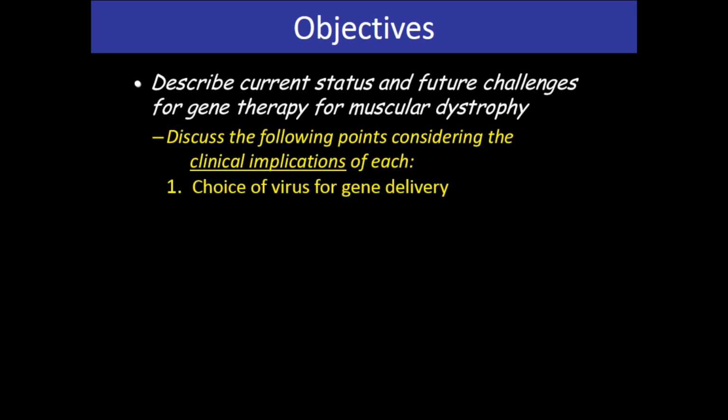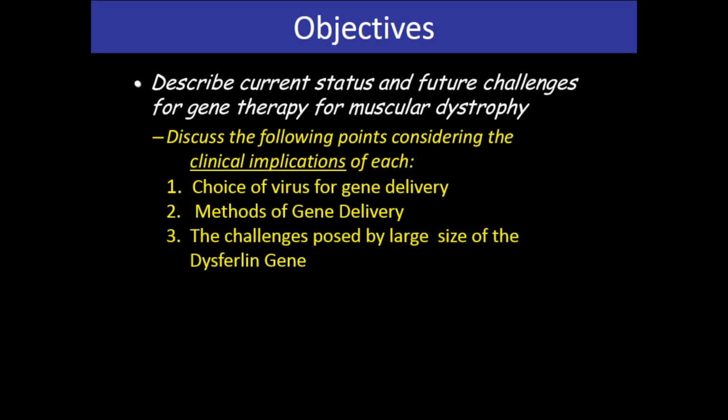Doug alluded to. The methods of gene delivery. This is very important. The challenges posed by the large size of the dysferlin gene and choices of potential genes to deliver. And I really will give you a perspective of what we have explored clinically over the last decade.